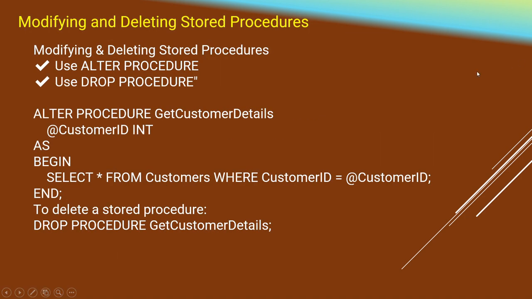You can modify an existing stored procedure using the ALTER PROCEDURE statement as shown. Example: ALTER PROCEDURE GetCustomerDetails.